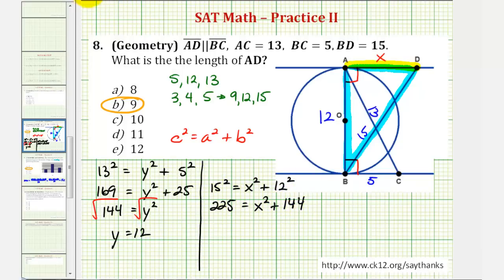We'll subtract 144 on both sides. This would be 81 equals x squared. Take the principal square root of both sides, and we have x equals 9. And again, x is the length of AD, verifying our answer is B.